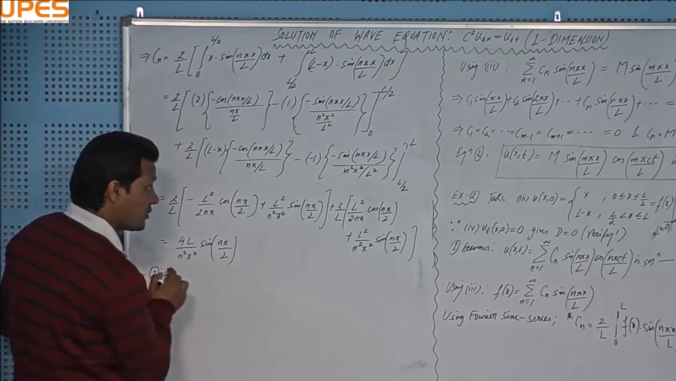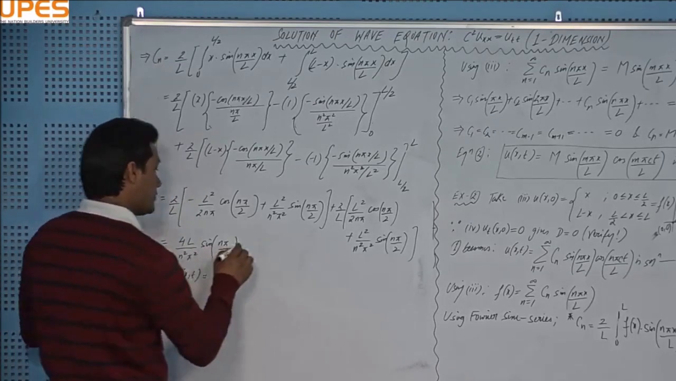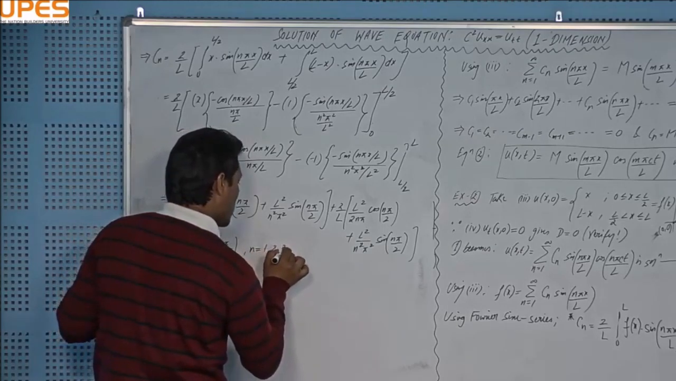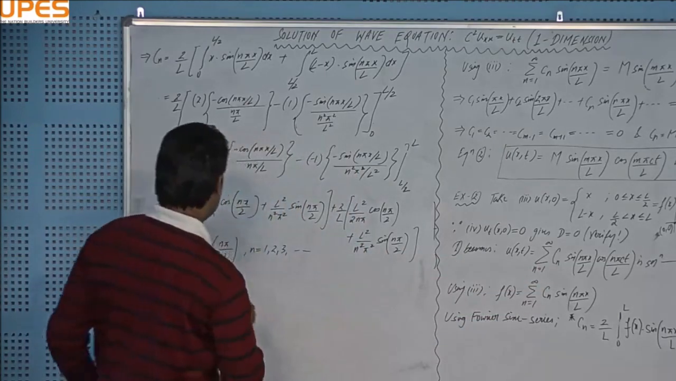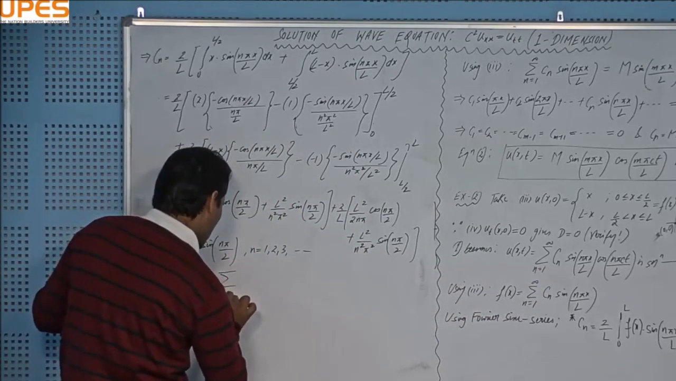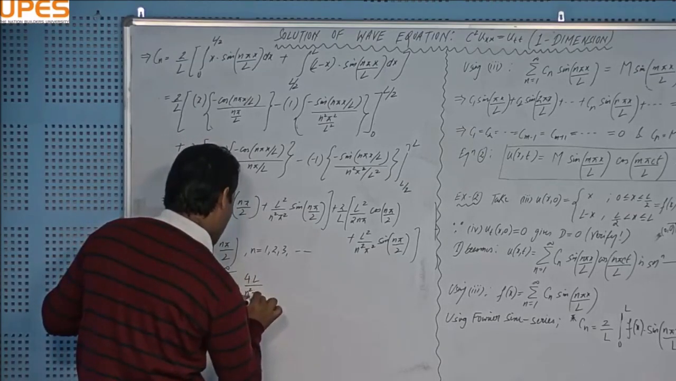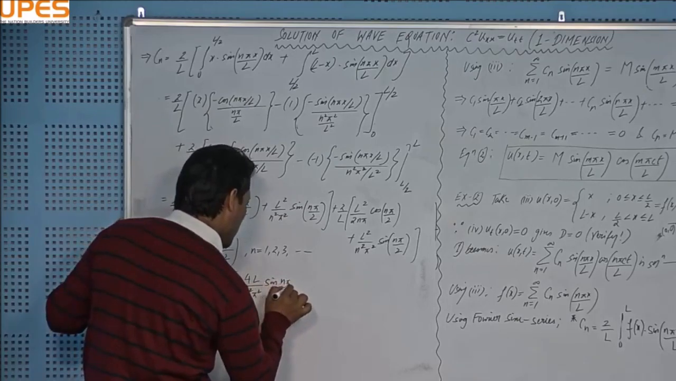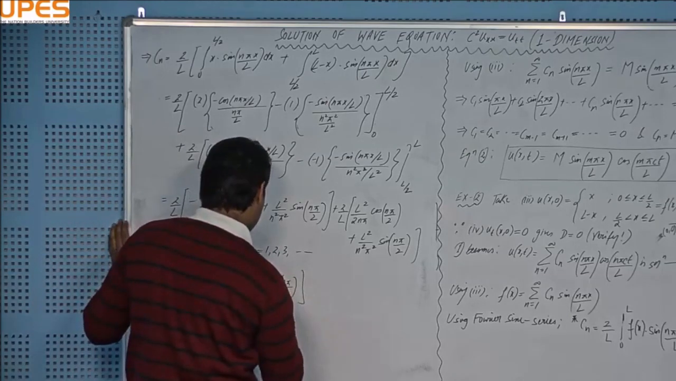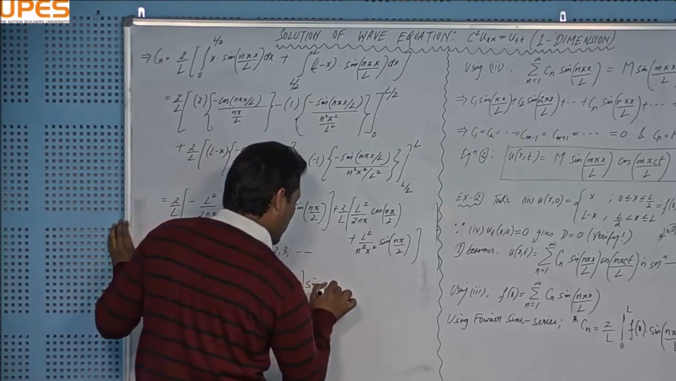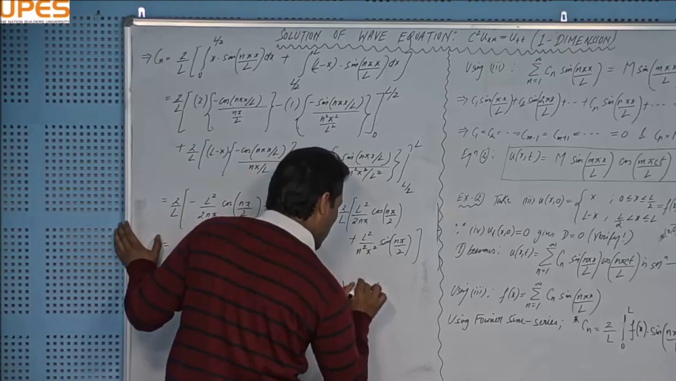Therefore equation number 2 will give me u x comma t equal to, and note that this n runs from n equal to 1, 2, 3 and so on, right. Okay, then I will plug this Cn here in equation number 2, and that will produce summation n equal to 1 to infinity, this Fourier coefficient 4L over n square pi square sin n pi by 2, right, and then sin n pi x over L and cos n pi ct over L.